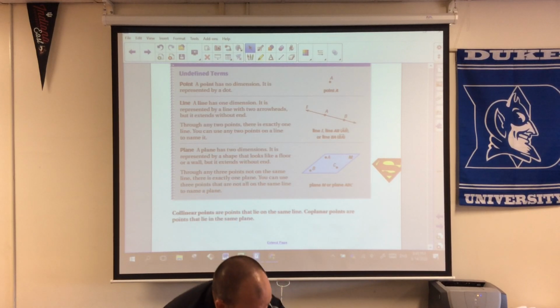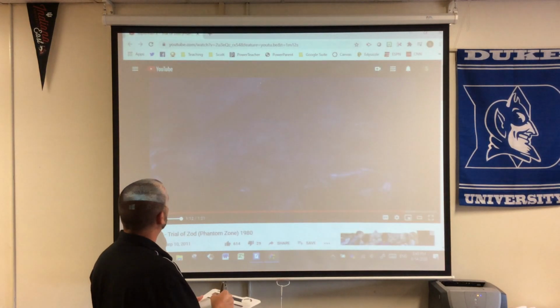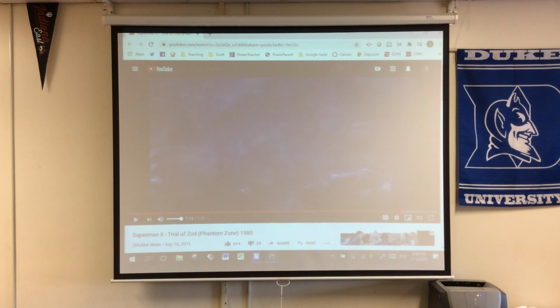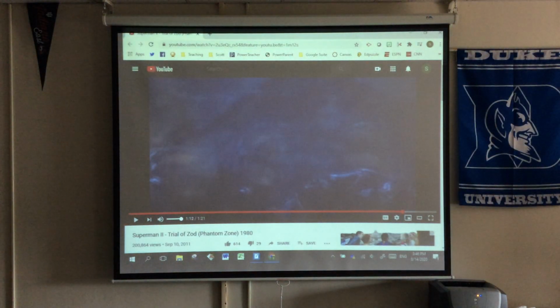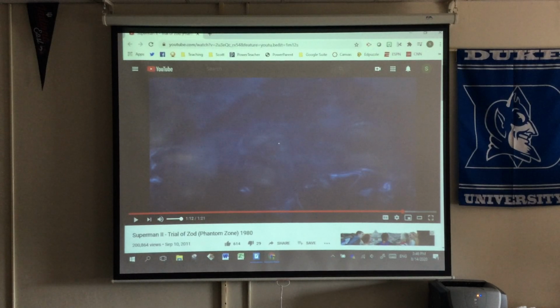It is 2-dimensional, which means, I'm going to turn off the lights here so you guys can see better. It means that, theoretically, on its edge, you'd never be able to see the plane.